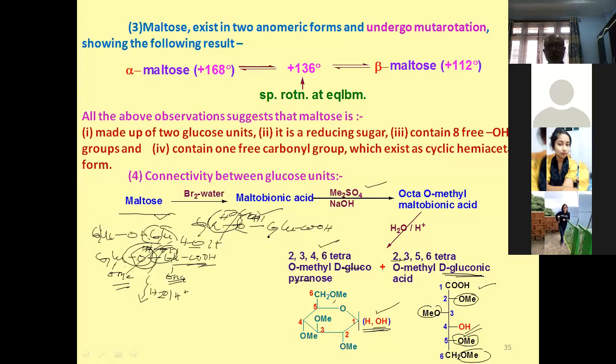Free OH group here. That means we are getting one free OH group at C1, and another free OH group at C4. That means the linkage between the two glucose units is one at C1, the other one at C4. Yes, C1 and C4 linkage. That is the conclusion that we get.